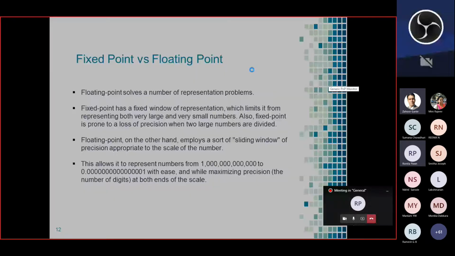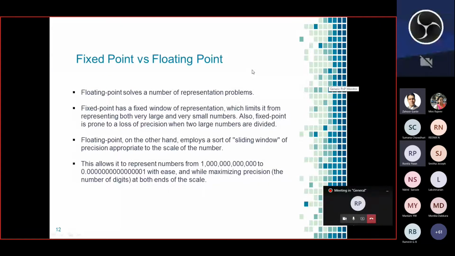So what happens if you cannot move that? What is the disadvantage with that? You can see here, the floating point solves a number of representation problems. You can represent in various ways here, whereas in fixed point, it has a fixed window of representation, which limits it from representing both very large and very small numbers. This is the major disadvantage with fixed point. You cannot represent a very large number and a very small number in a convenient way.